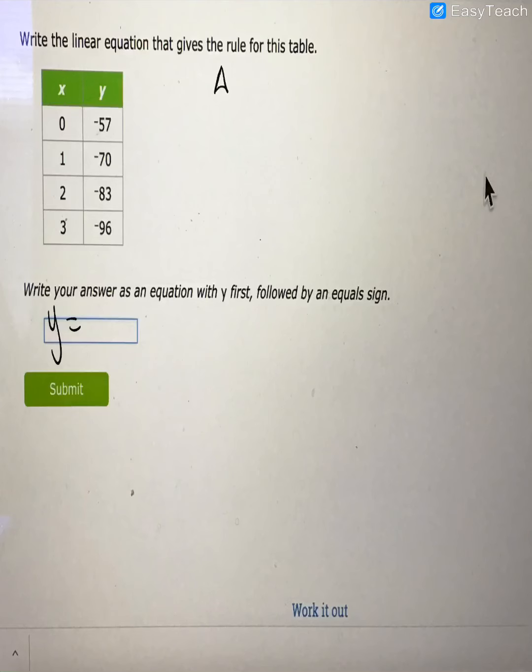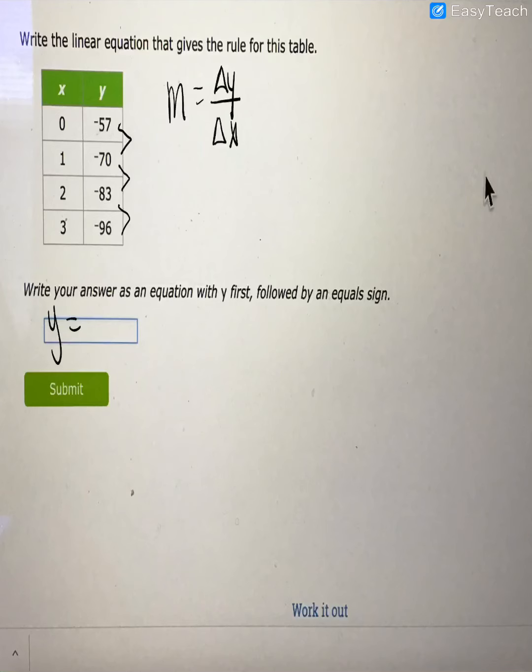So if we have our change in y over our change in x, what's the change in our y side? So to get from negative 57 to 70, think about it. Pause the video now here and see if you can figure out the change in y over change in x, or the slope or rate of change or m value for this problem.